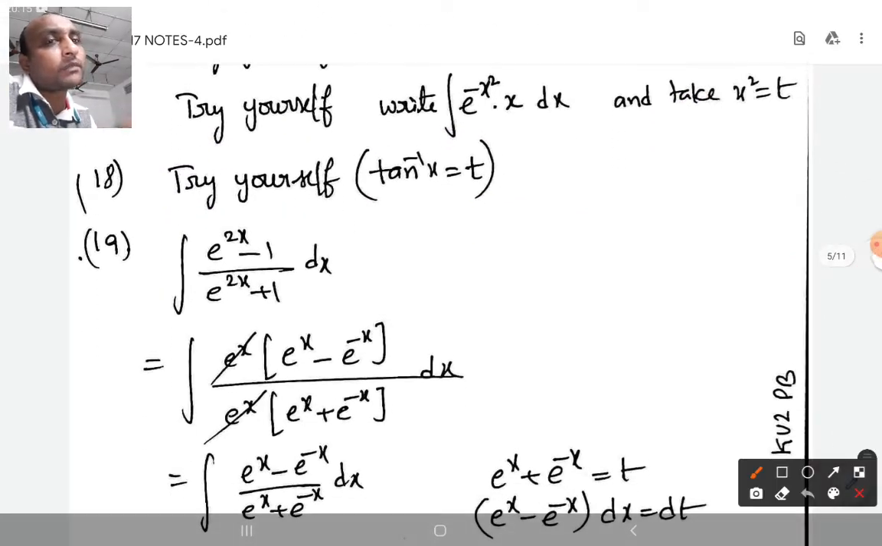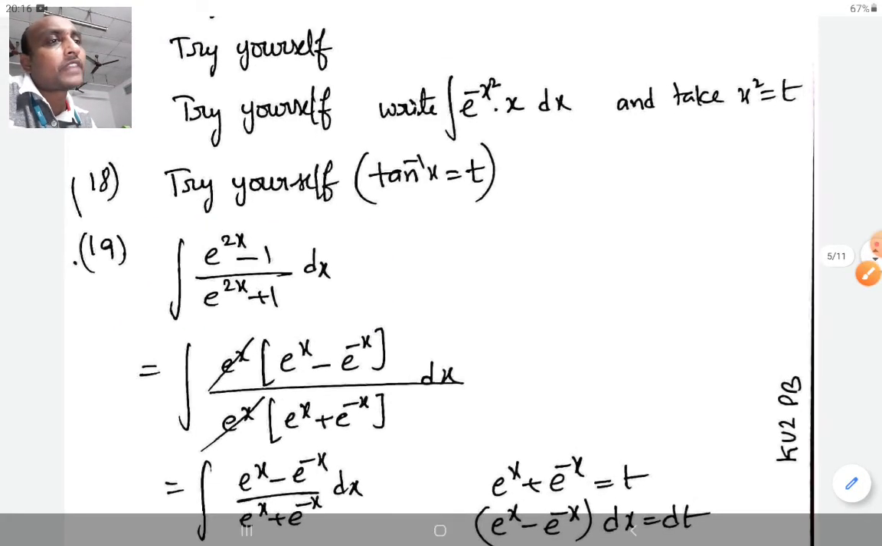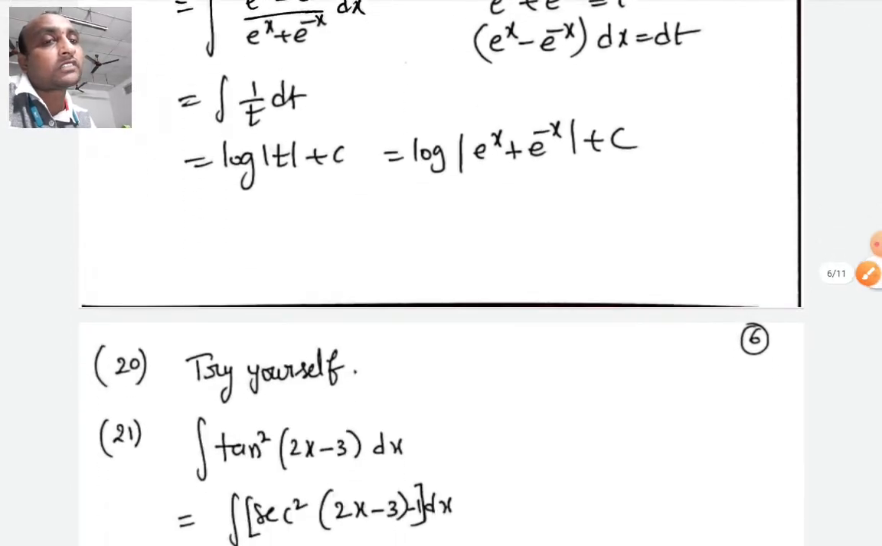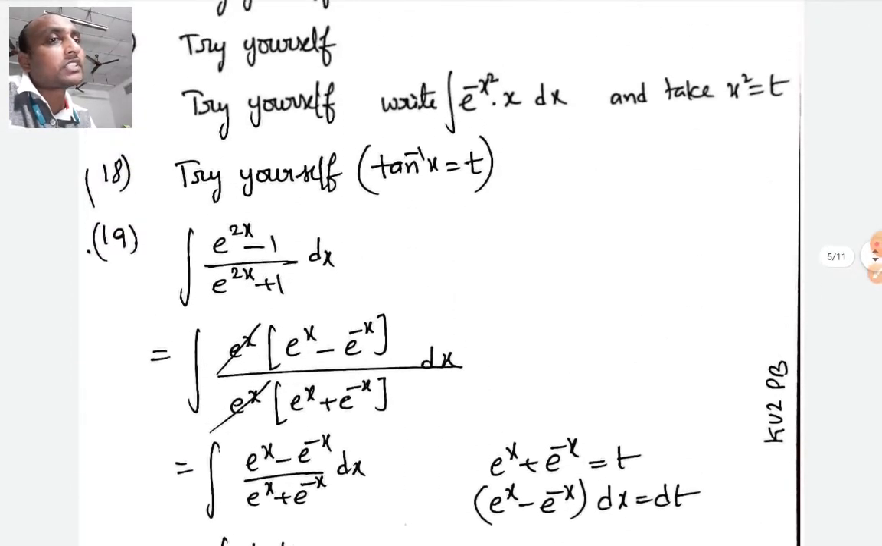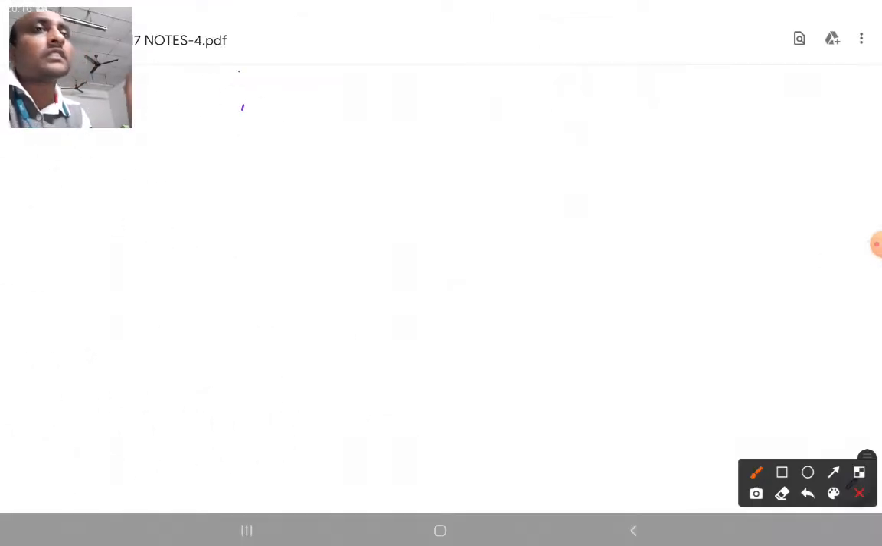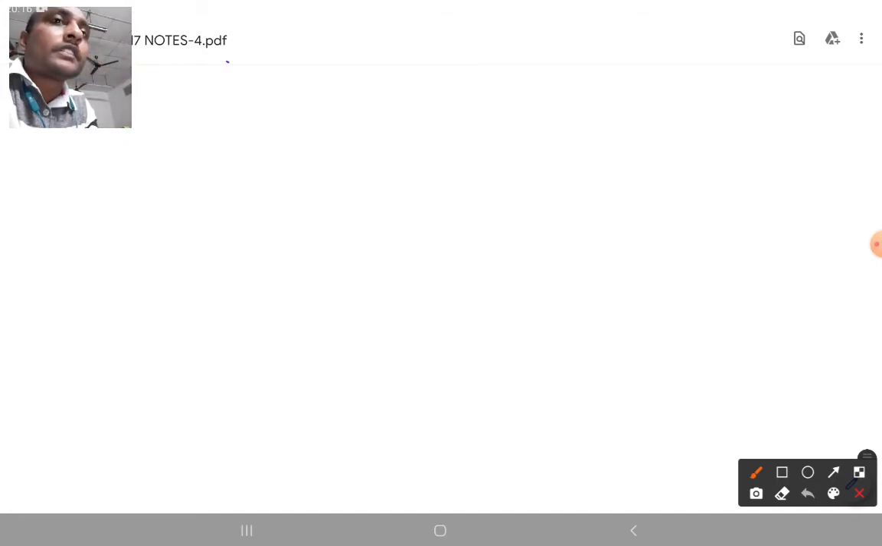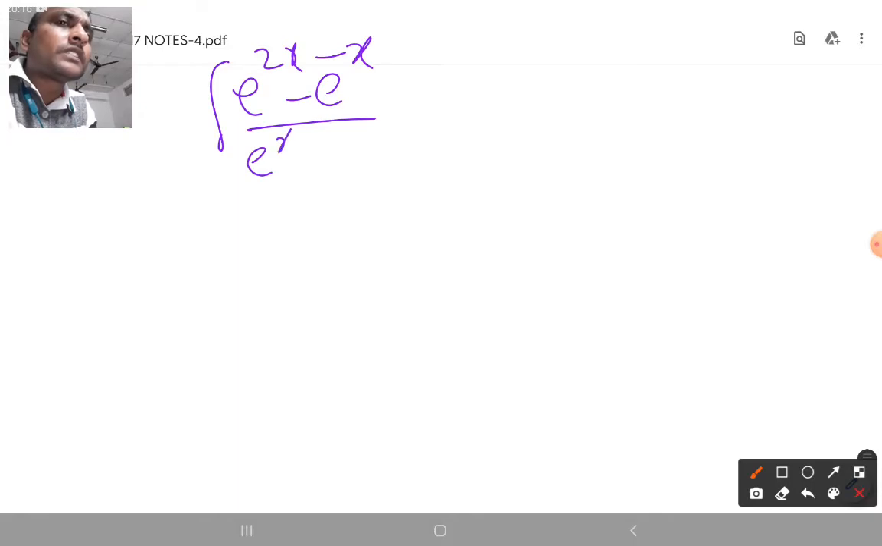Before the 19th question, let me explain the 18th question. It's the 20th question. What is the 20th question? Look at the textbook. The 20th question, they have given us integration of e power 2x minus e power minus 2x by e power 2x plus e power minus 2x into dx. Take the denominator as t.